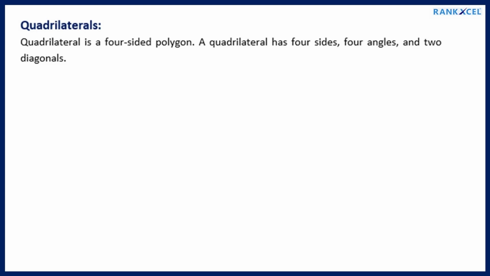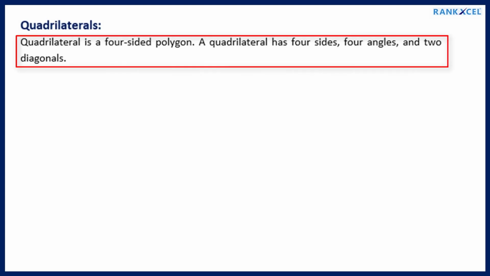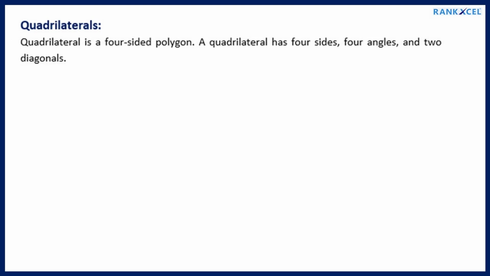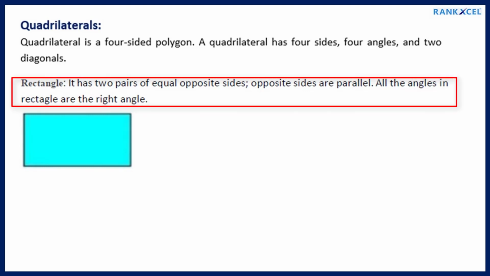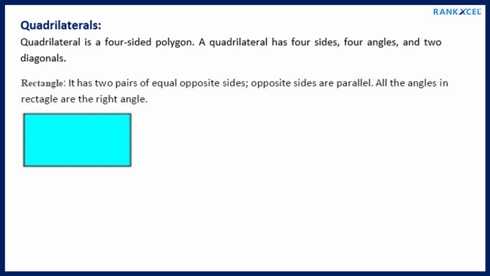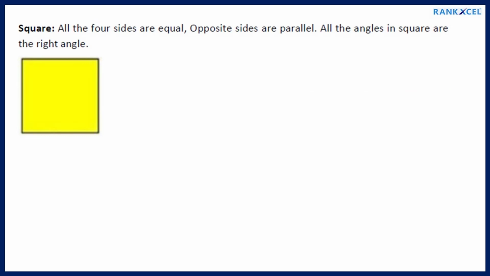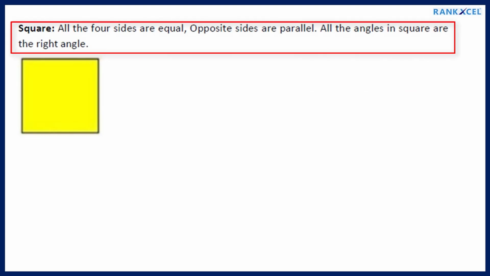Quadrilaterals. A quadrilateral is a four-sided polygon. A quadrilateral has four sides, four angles, and two diagonals. Rectangle. It has two pairs of equal opposite sides. Opposite sides are parallel. All the angles in a rectangle are right angles. Square. All the four sides are equal, opposite sides are parallel. All the angles in a square are right angles.